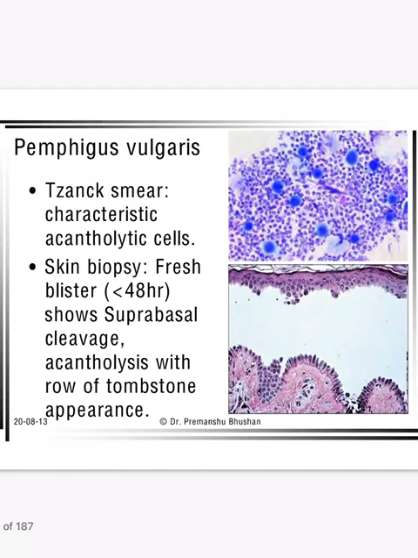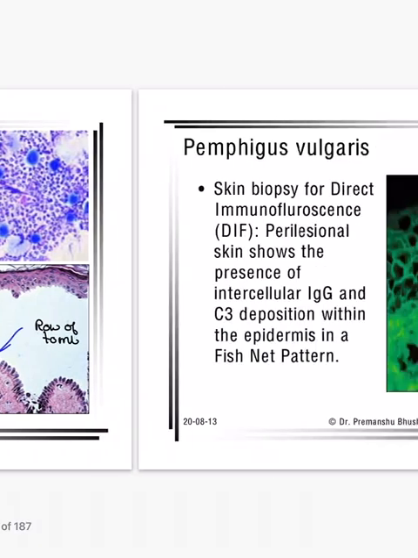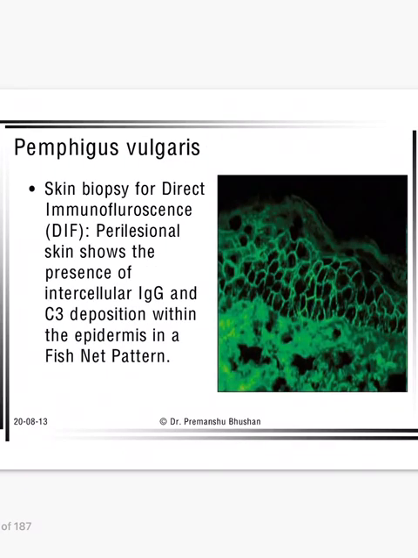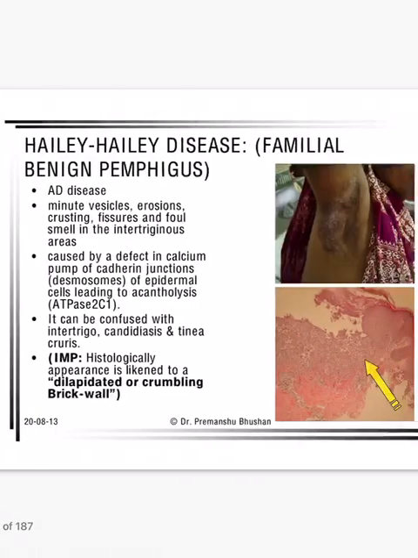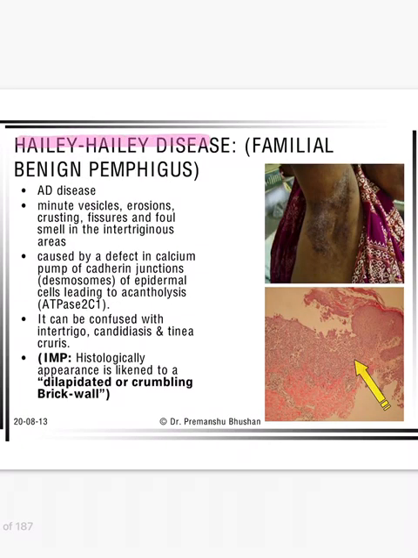You may have a look at the blister, guys. Okay, so pemphigus vulgaris, Tzanck smear shows characteristic acantholytic cells. There is suprabasal split with acantholysis, known as row of tombstone appearance, guys. This is only row of tombstone appearance, guys. Now coming on to pemphigus vulgaris, what are the other findings? IgG and C3 deposition in a fishnet pattern, guys.